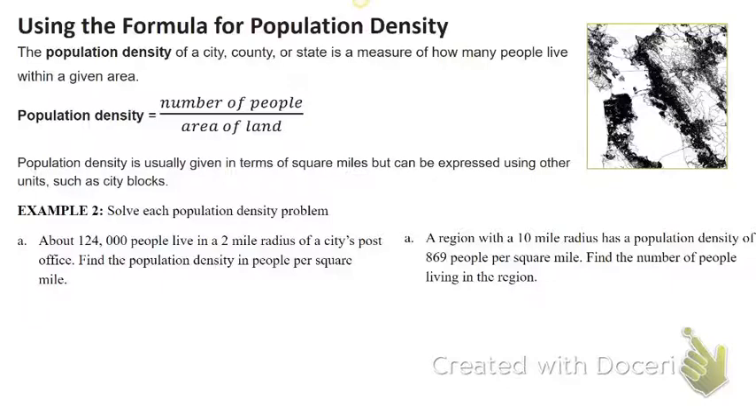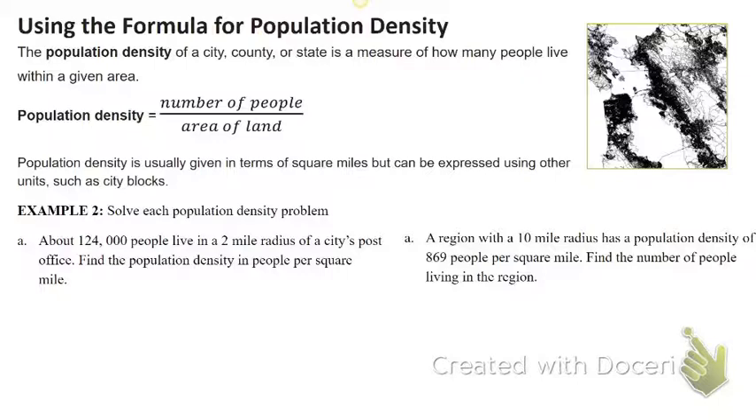So let's look at using the formula for population density. When we're trying to find population density, it's helpful for usually government, but can be for different things. And we're going to look at the population density being equal to the number of people divided by the area of land. So usually it's given in square miles, but it could be any unit.